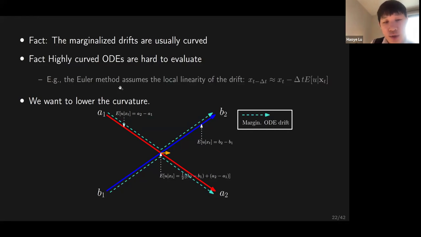For example, let's consider the Euler method, which assumes the local linearity of the drift. If the curvature is super high, then delta t must be super small to preserve the accuracy. And then the sampling process will become intractable. So because of this observation, we want to find some way to lower the curvature.